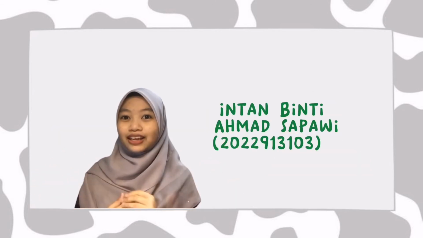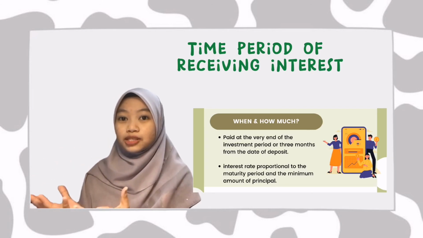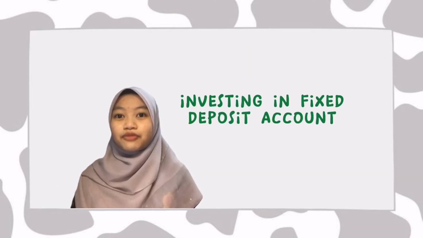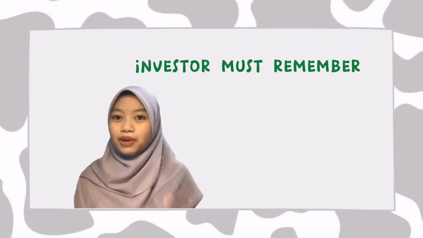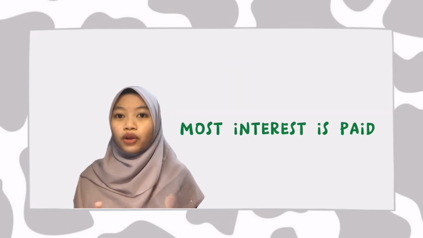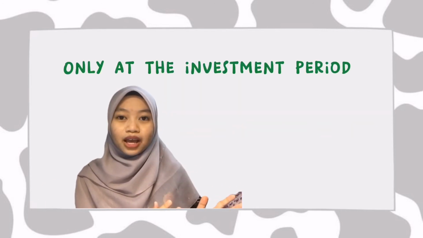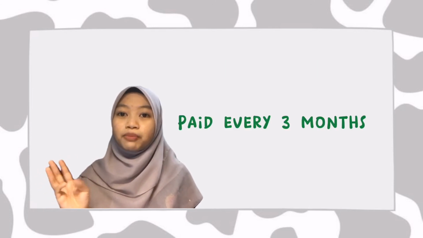Hello, my name is INTAN and I would like to talk about the time period of receiving interest and how much the amount is paid. When investing in a fixed savings account, investor must remember that most interest is paid only at the end of the investment period. Somehow, interest is usually paid every 3 months starting on the date of deposit.